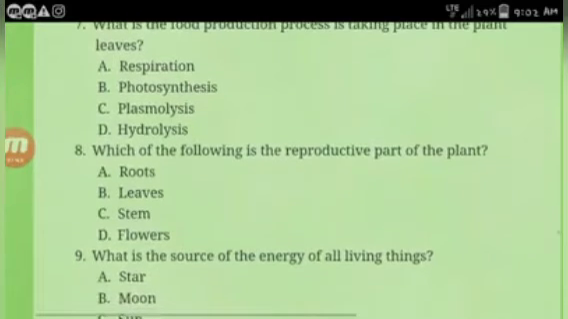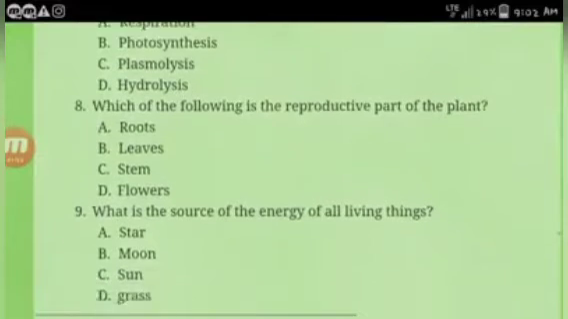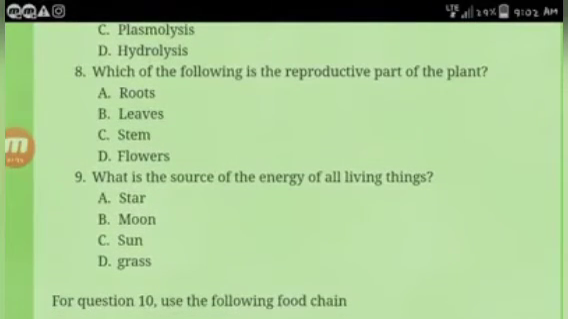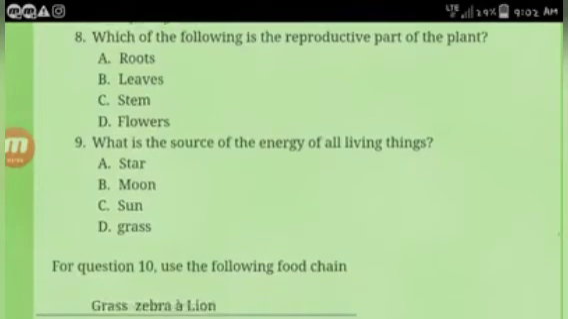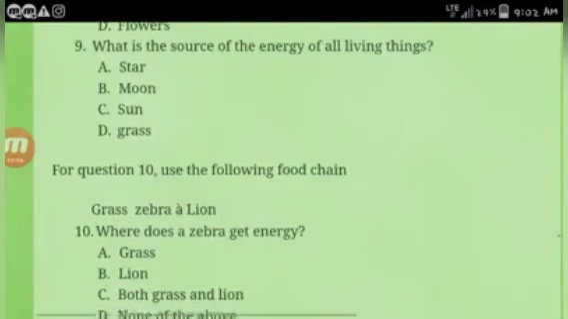Okay, next one, what is the food production process that is taking place in the plant leaves? Okay, this is food production, photosynthesis, letter B. Next one, number 8, which of the following is the reproductive part of the plant? Reproductive part, that means it's the one that produces another young or seeds, so it's flowers, letter D. Next, number 9, what is the source of energy of all living things? Of course, it's very obvious, it's sun.